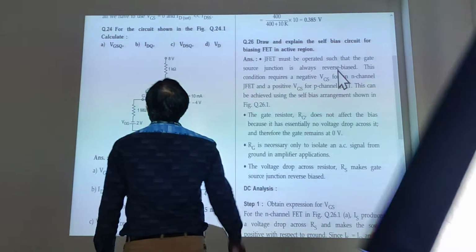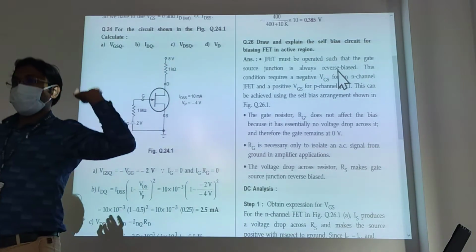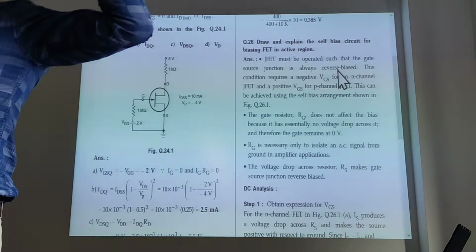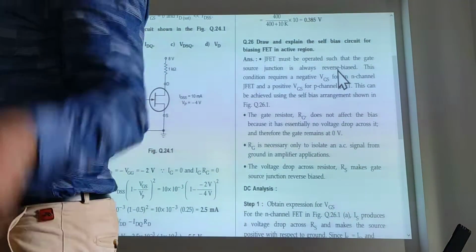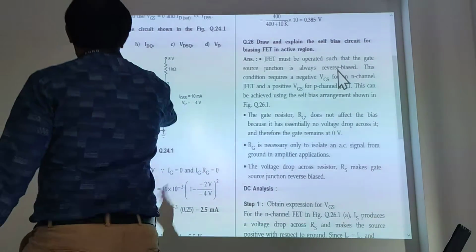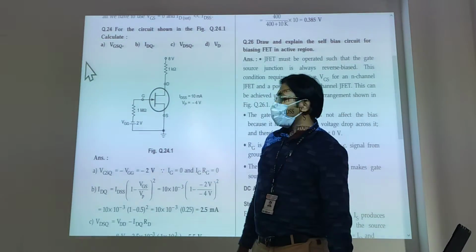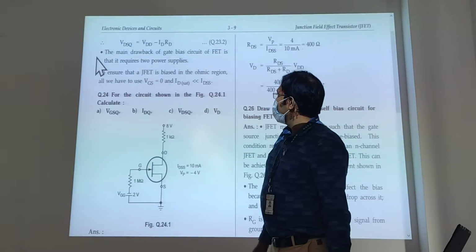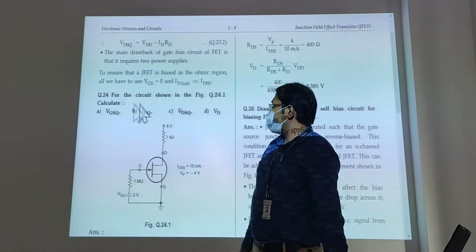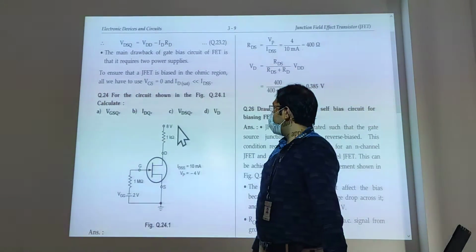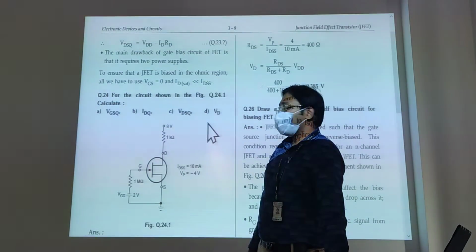Okay. So in the previous class we completed up to 23 questions. Now the 24th question. For the circuit shown in the figure, calculate VGSQ, IDQ, VDSQ, VD. This problem we have solved in class, right?